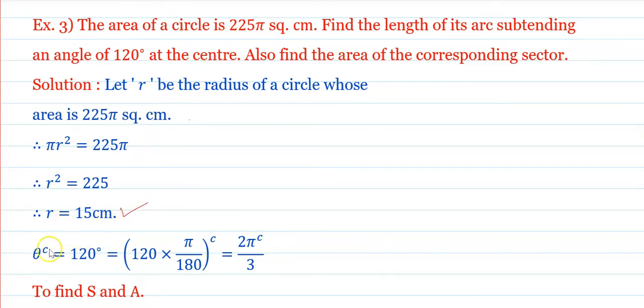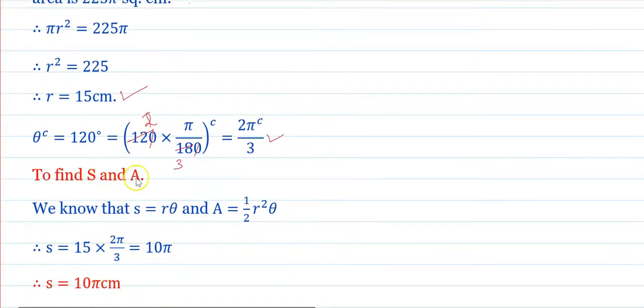Now theta is equal to 120. We will convert it into radian: 120 into pi upon 180. If we simplify, first 0 is cancelled, and next 6 2s are 12 and 6 3s are 18. That is 2 pi by 3 radian. This is theta. To find S and A means what? Length of arc and area of the sector.